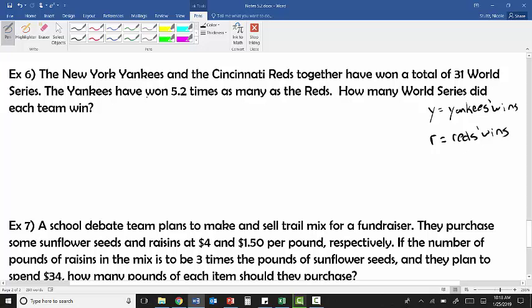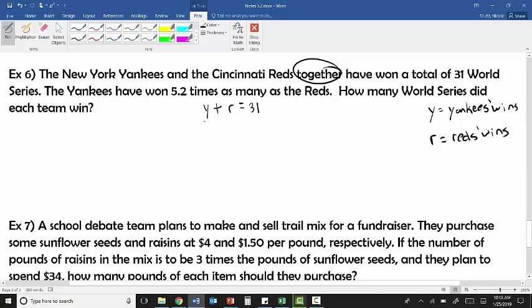So the first thing I'm going to do is try and make some equations based on the words I read. So it says together they won a total. Well, together means to add. So we would add the Yankees victories plus the Reds victories, and they should total up to 31 wins. So that's the first equation, which you can't solve because it's two letters. So there's always going to be a second equation here.